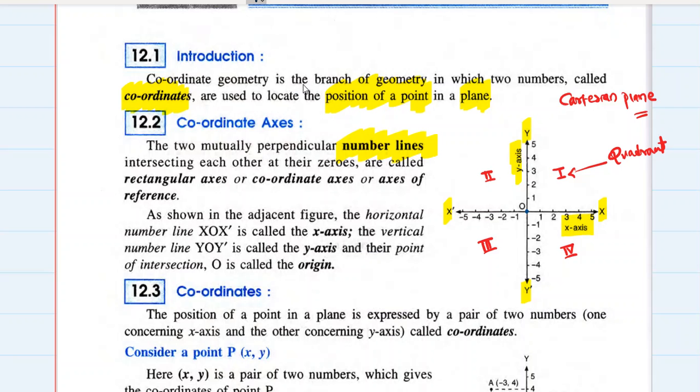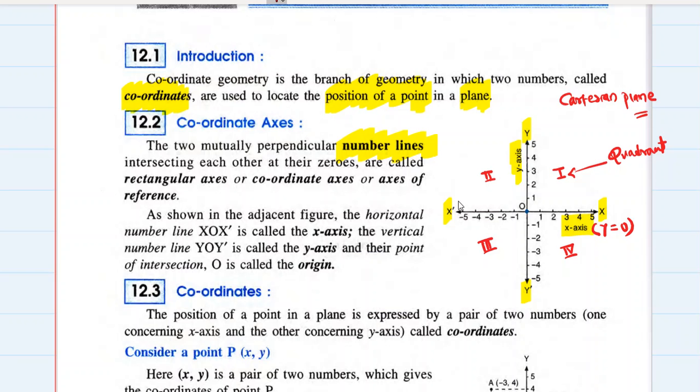There are some other names by which x-axis and y-axis are known. I want you all to remember the names or the equations of y-axis and x-axis. X-axis has the equation y is equal to 0. Why is x-axis named y is equal to 0? Because all the points located on the x-axis have their y coordinate 0.